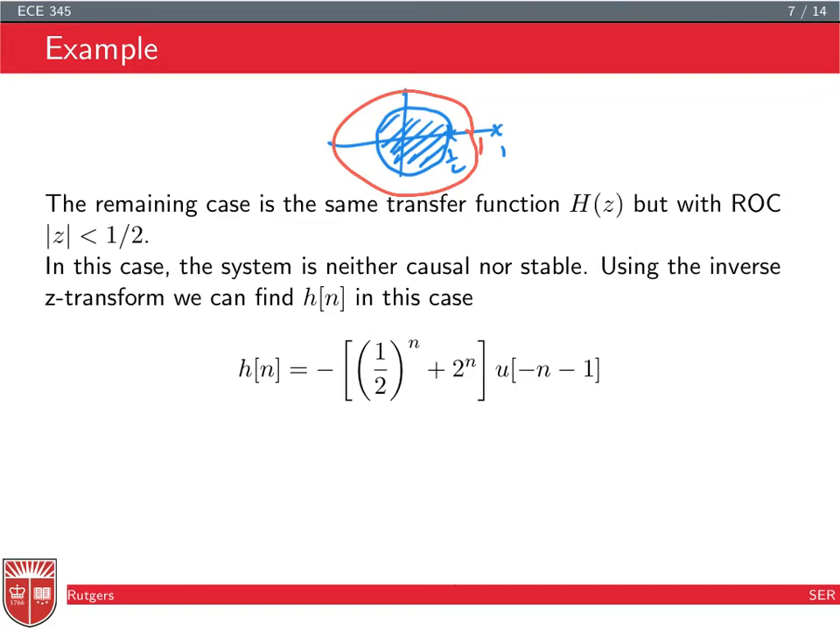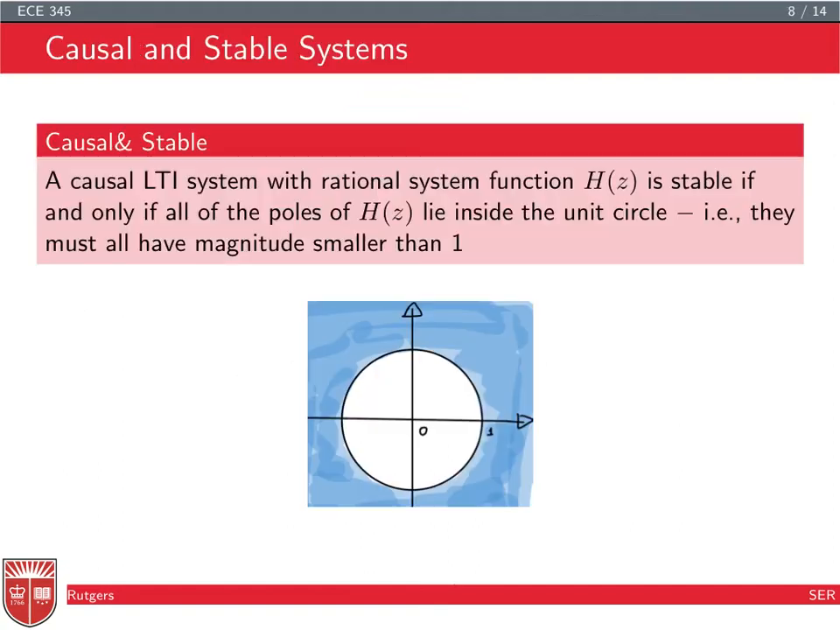Oh, sorry, I just realized that I made a typo here. The pole here is 2 and not 1. So this covers the three possible cases for that transfer function. You had the case where the impulse response is right-sided, left-sided, or double-sided, and for each case we studied whether the system is stable or not, and whether it is causal or not.